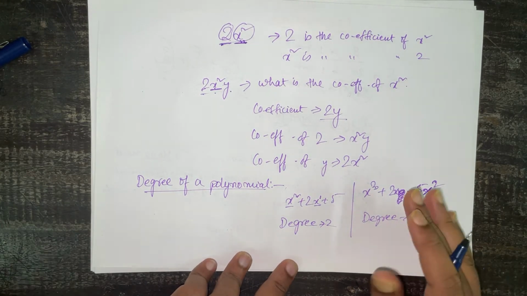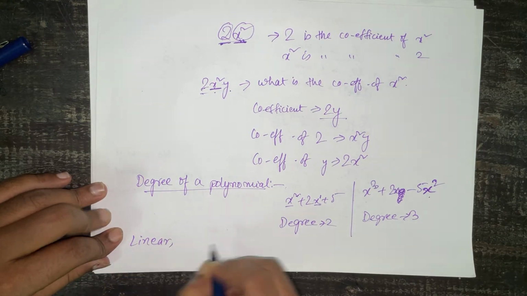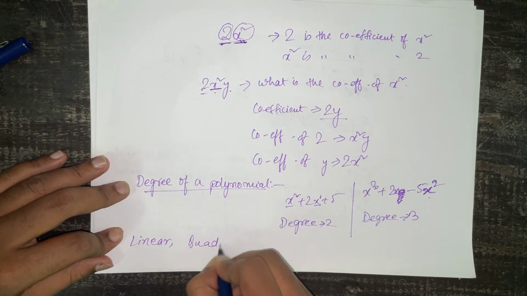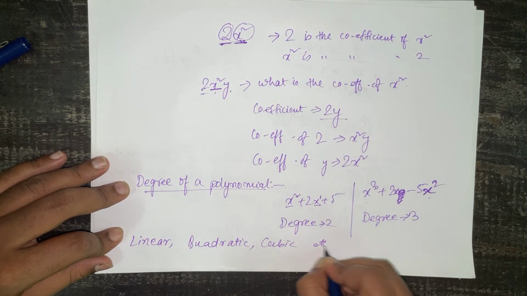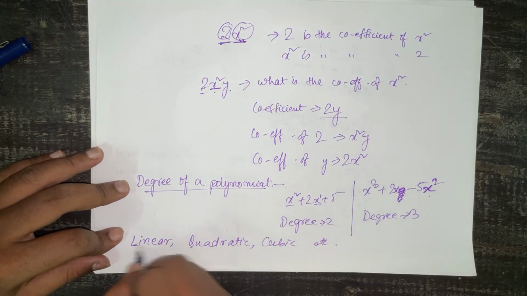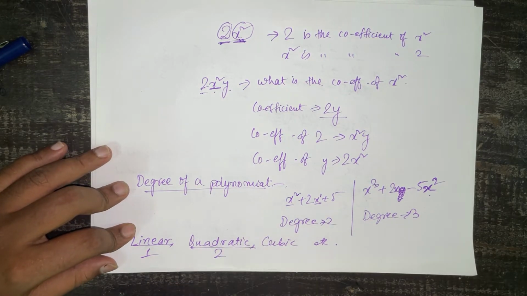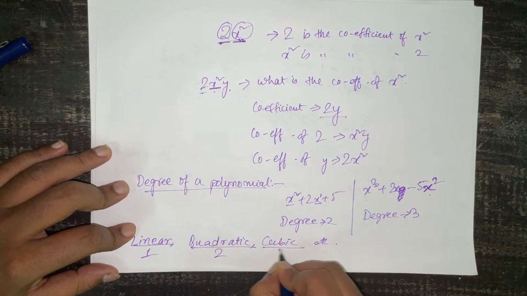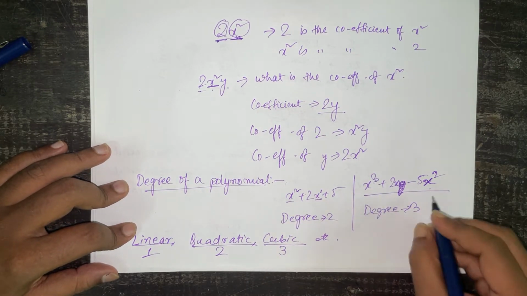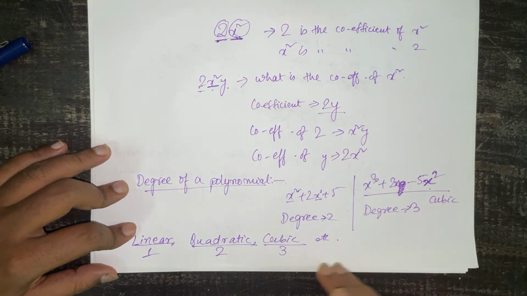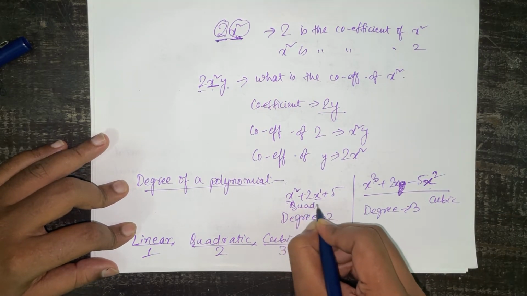Okay, so now we have different types of polynomials. One is linear, then we have quadratic, we have cubic, etc. What does this mean? If the degree of the polynomial is 1, it is linear. If the degree of the polynomial is 2, it is quadratic. If the degree of the polynomial is 3, it is cubic. For example, this one, the highest power is 3, so it will be a cubic polynomial. Here the highest power is 2, so it will be a quadratic polynomial.